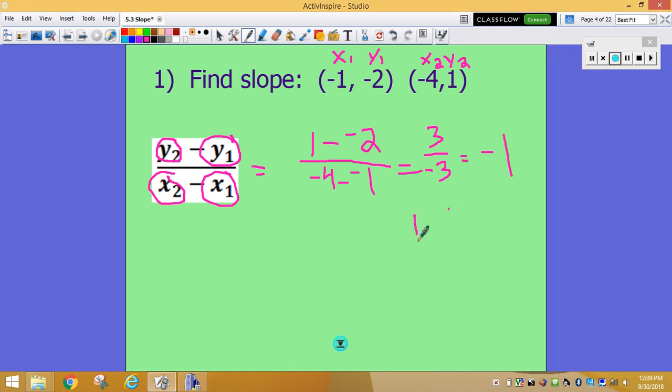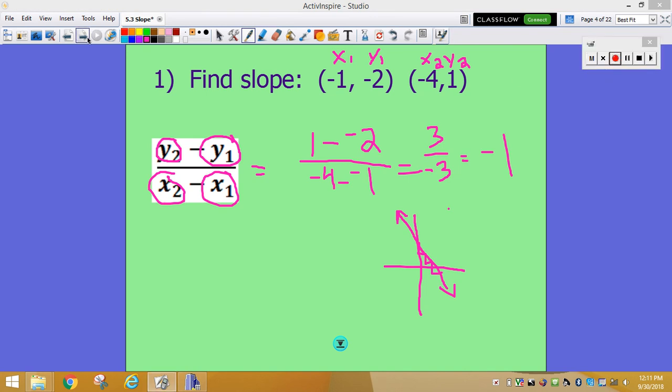Now, some things that means. It's a negative number, right? Which means it's going to go down. Negative slopes means it goes down. And if we were going to plot this, it means technically you would go down 1 and over 1, down 1 and over 1, down 1 and over 1.